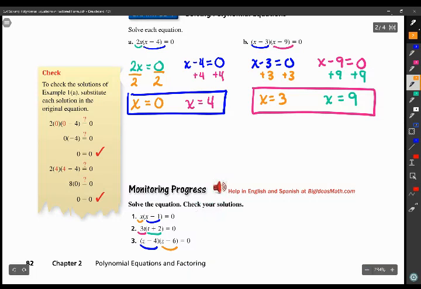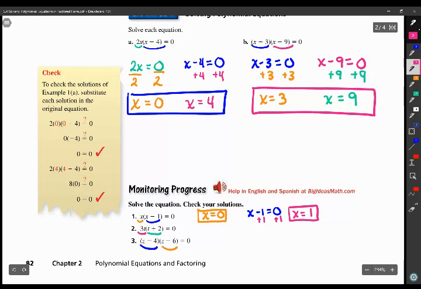Delete, there we go. So we've got x is equal to 0, and then we have x minus 1 is equal to 0. X equals 0, I can't do anything with. It's already set equal, so we're done. But x minus 1 equals 0, we're going to add 1 to both sides to get x is equal to 0 plus 1, which is 1.